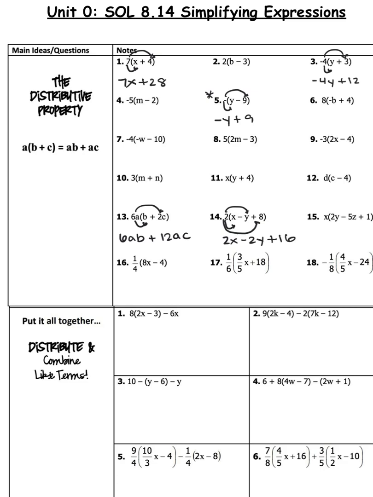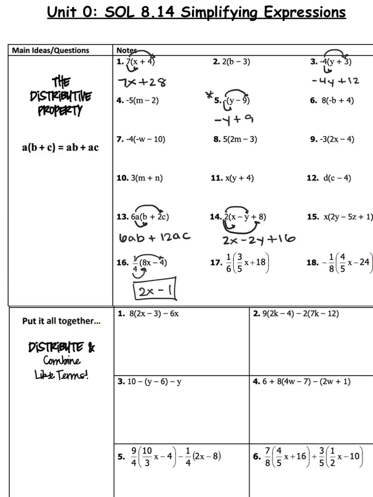We can definitely also distribute using fractions, so do not panic when you see a fraction. For example, looking at number 16, multiply both of those terms by 1/4. 1/4 of 8 is like 8 divided by 4, which gives me 2. And then 1/4 of negative 4 is negative 4 divided by 4, which gives me a negative 1.